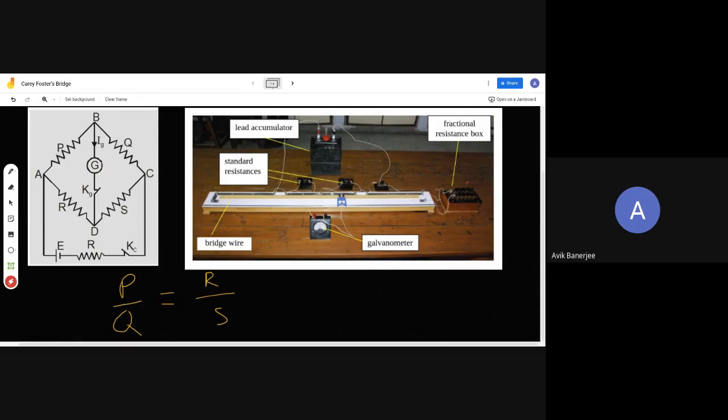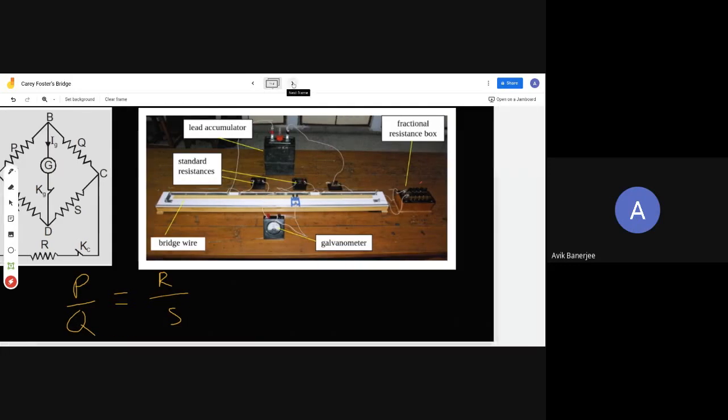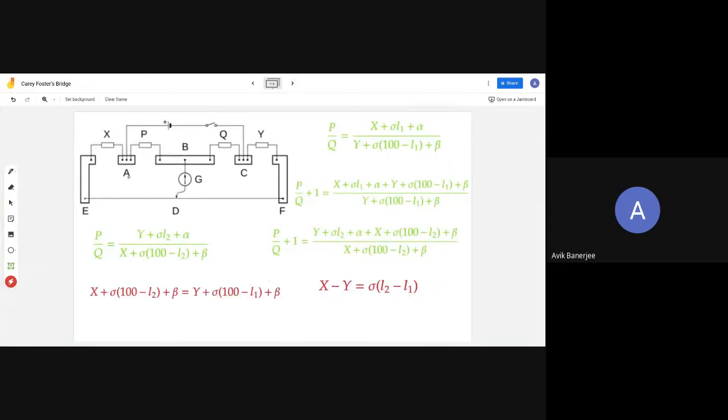হ্যাঁ, তার মানে ইউ নো হোয়াট ইজ এ জকি. Whenever we press the jockey, the connection is made with the wire, right? This jockey slides on this metal strip, and whenever we press the jockey, the connection is made at a particular point. So if we go back to the schematic diagram, this X and Y, these are resistors connected to the left gap and the right gap.